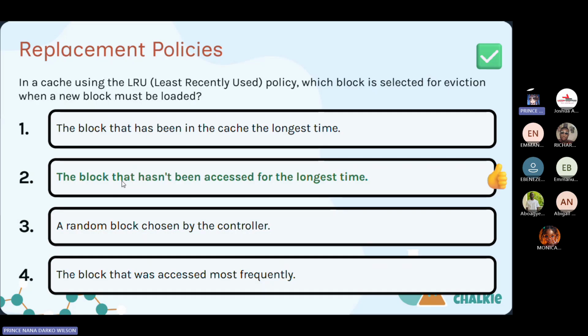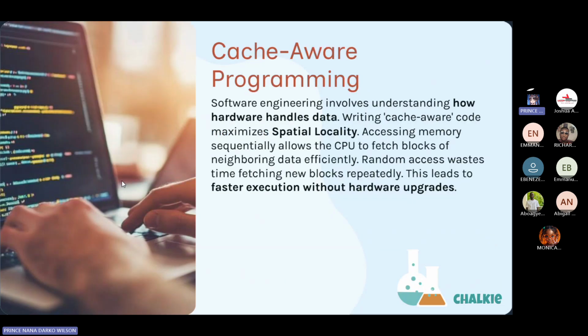You may have been in the cache for the longest time, but it doesn't necessarily mean that you have not been accessed. So it means you are still on the priority list. But the one that has been there and has not been used, out of all, for the longest time is the one that will be taken out in the least recently used policy. So it's evicted first. All right.